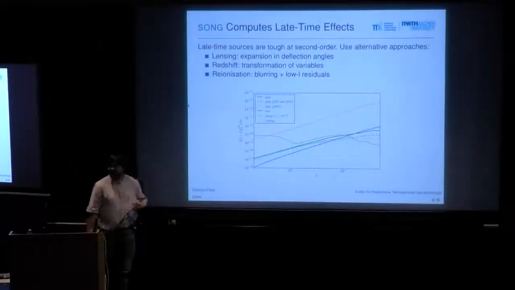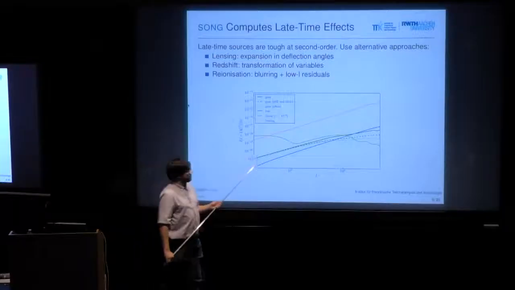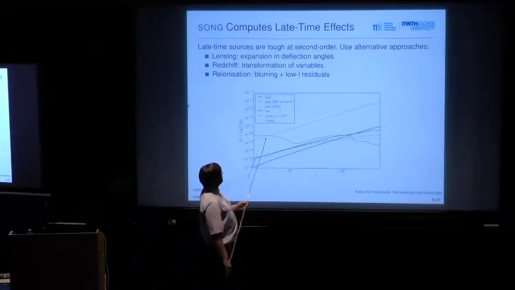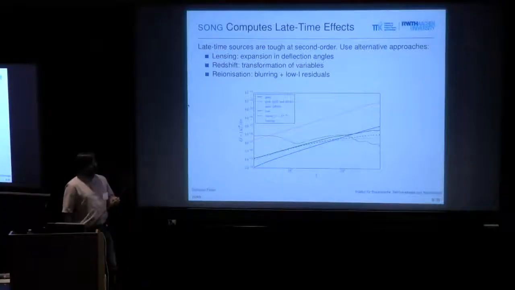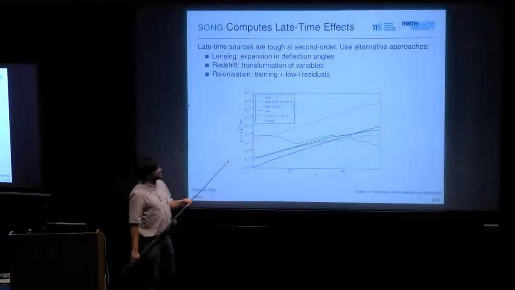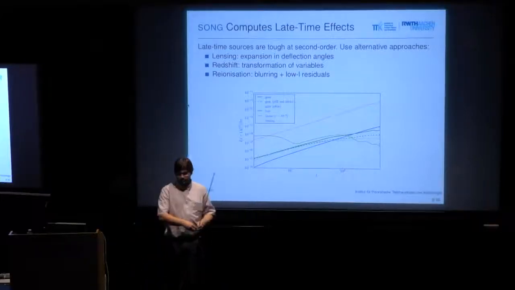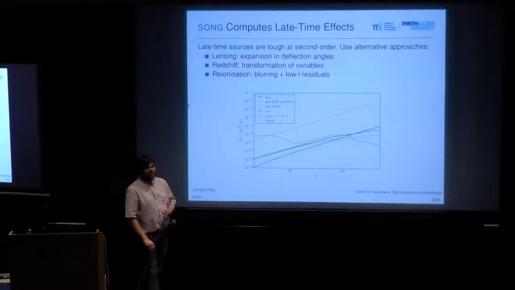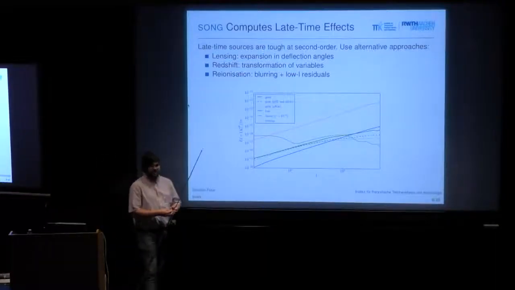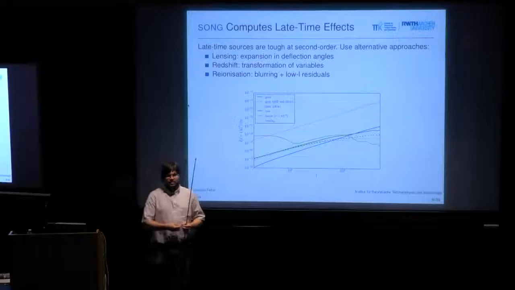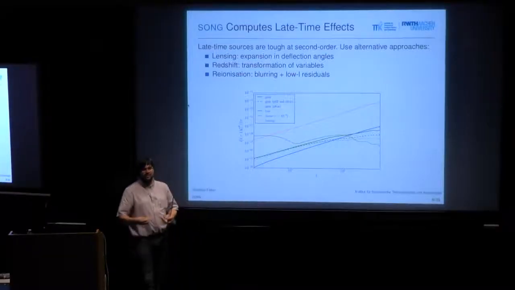And then finally, what we can compute with the code, this is slightly more complicated, are late time effects. And late time effects are very problematic for the code for the following reason. If you have the early time sources, I should start a bit before. In second order, we have the quadratic sources. And these quadratic sources have the problem that they exist at each multipole.